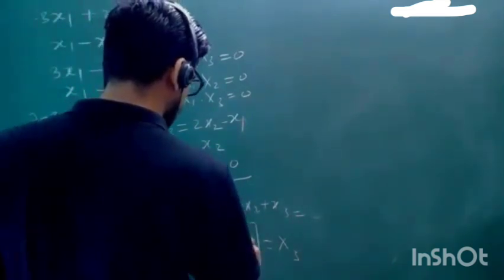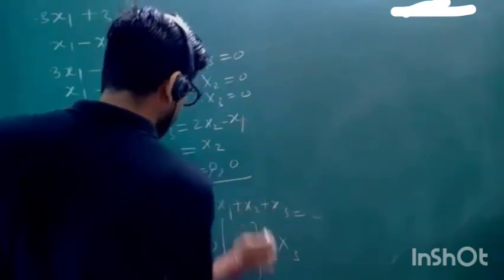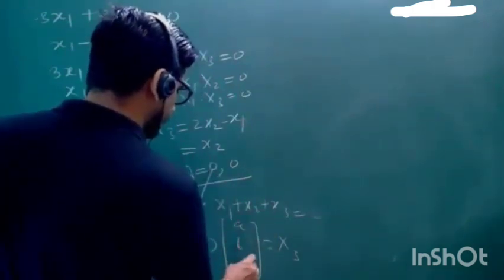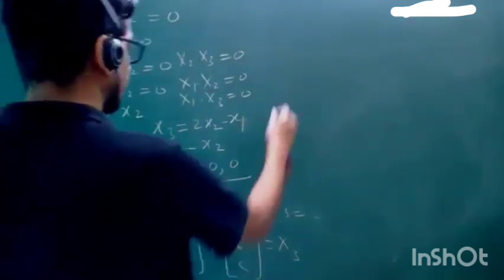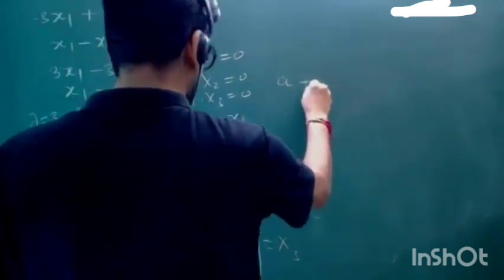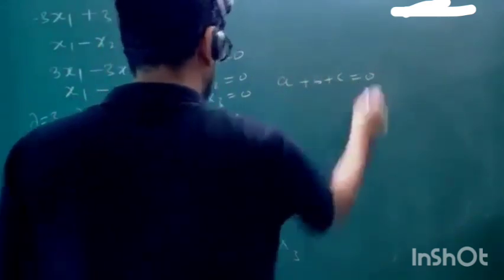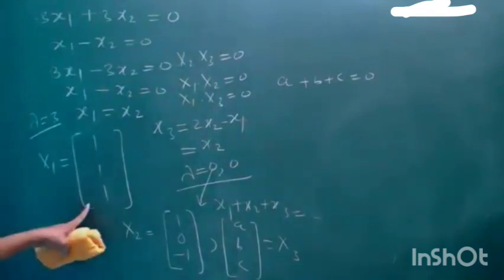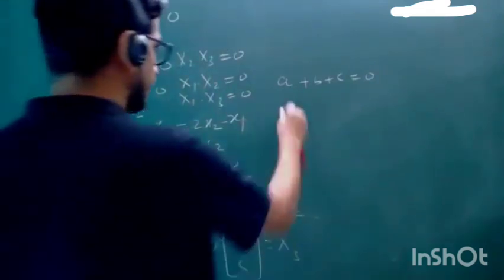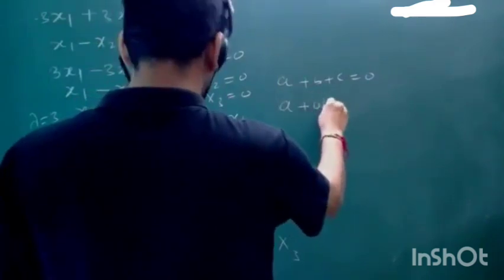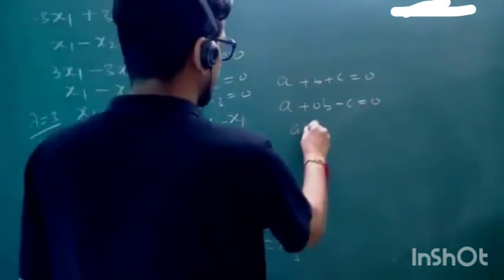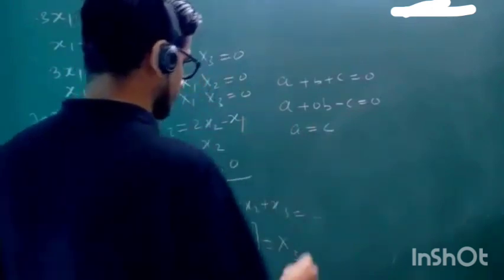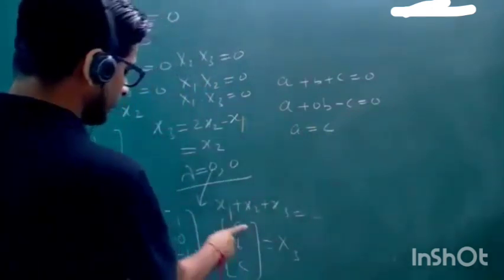Suppose this is a, b and c. So dot products with both should become 0. One equation will give me a plus b plus c is equal to 0 with this, and with the other it will give me a plus 0b minus c is equal to 0. Correct? Yes, sir. So a will become equal to c. So this is c.